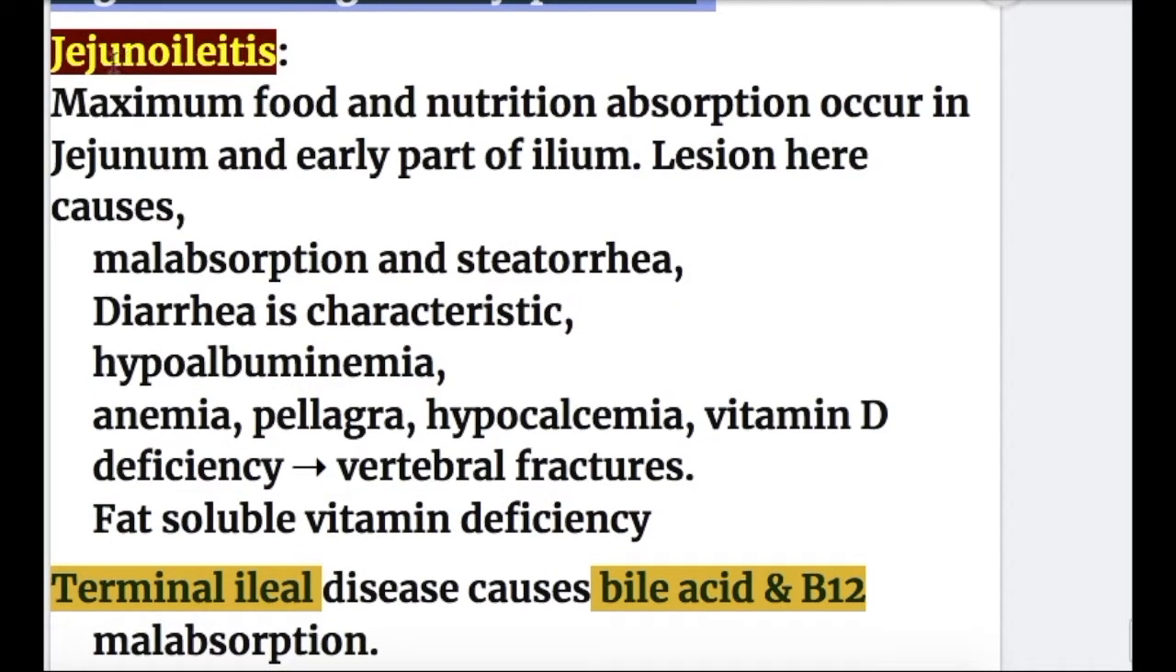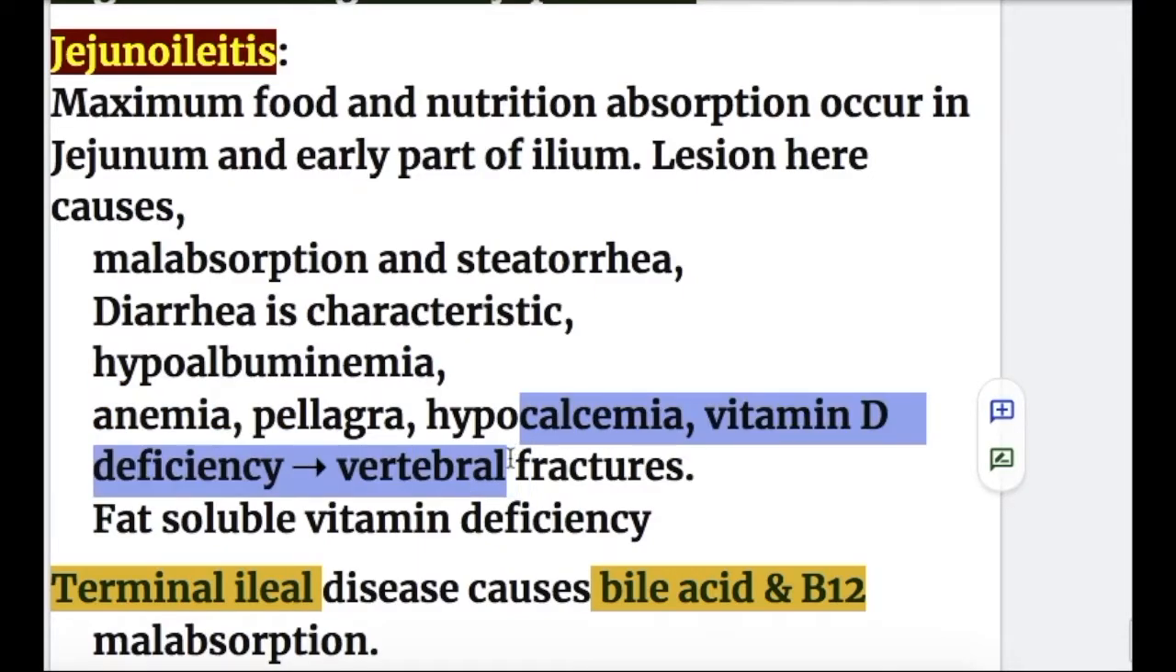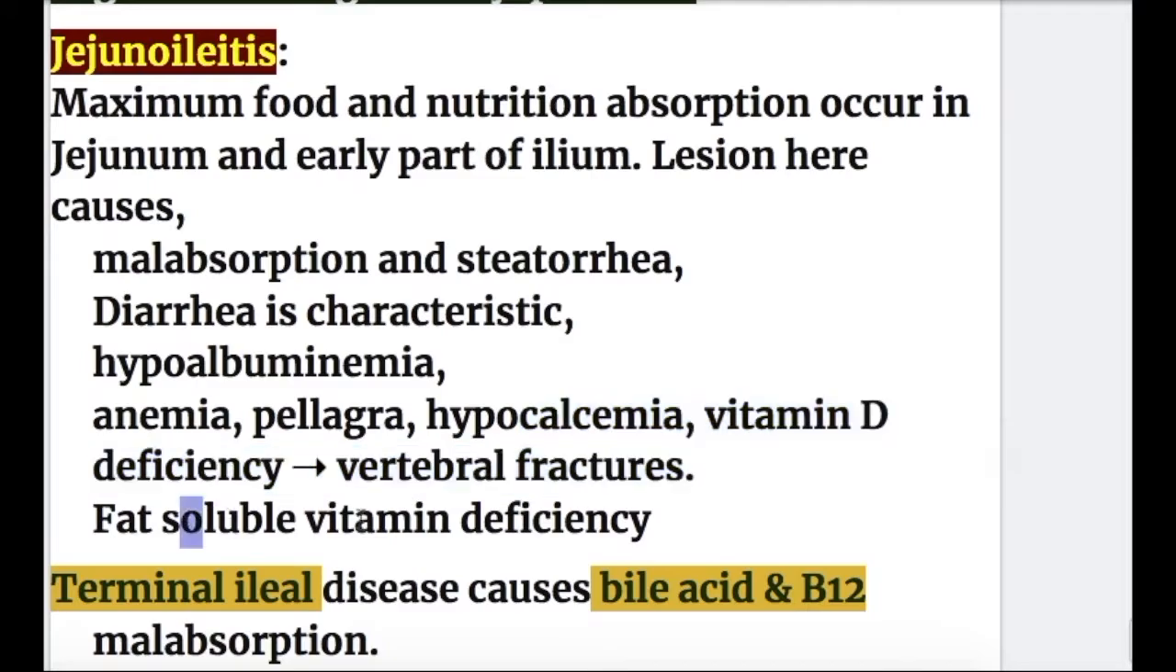Now, clinical features in jejunoileitis. The jejunum and early small intestine is the site where maximal food absorption occurs. So a lesion here will cause malabsorption and steatorrhea, and diarrhea is characteristic of this lesion. There may occur hypoalbuminemia, anemia, niacin deficiency, pellagra, hypocalcemia, vitamin D deficiency, vertebral fractures, and fat-soluble vitamin deficiency. So a lesion in the jejunum and ileum causing malabsorption gives steatorrhea and deficiency of many substances, with hypoalbuminemia and fractures due to the deficiency of calcium and vitamin D.